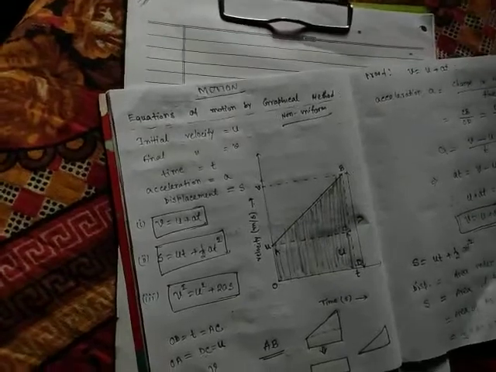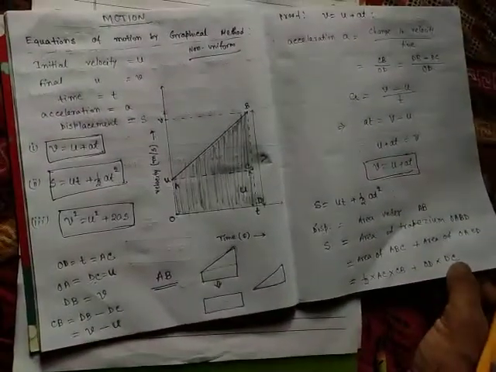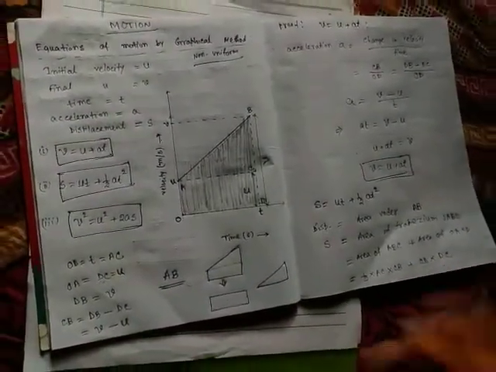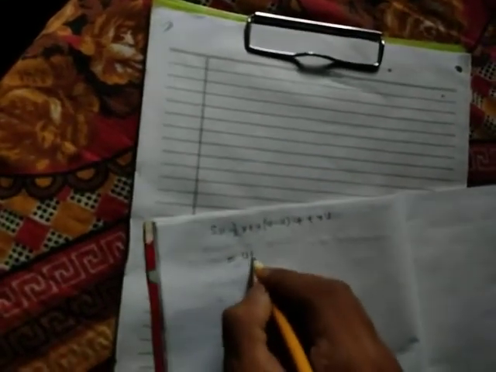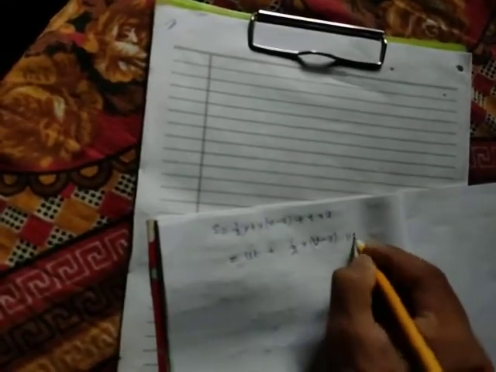OD into DC. OD means T, DC means U. So U into T. I want to write this term first. So UT plus half into V minus U into T.